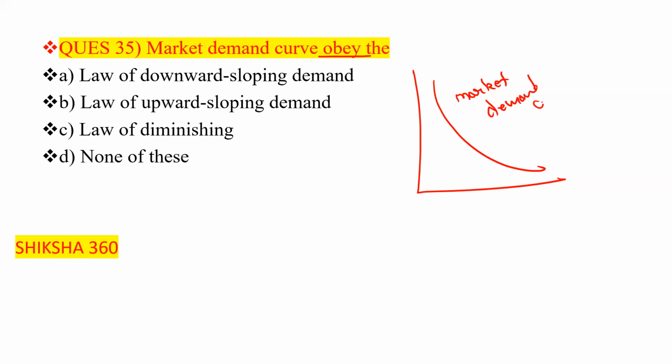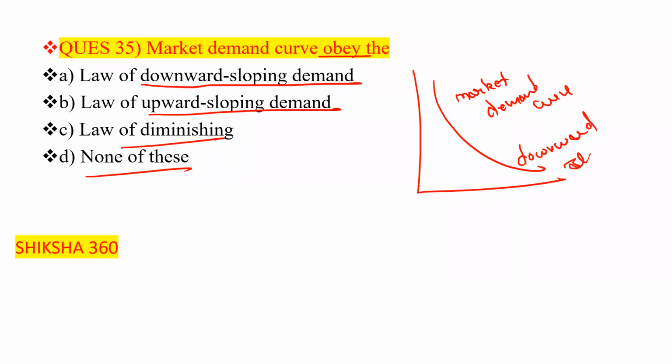So what does the market demand curve obey? The law of downward sloping demand, the law of upward sloping demand, the law of diminishing, or none of these? Clear? This one is the downward sloping. So the market demand curve basically obeys the law of downward sloping demand. So option A is the answer. Now move to the next question.